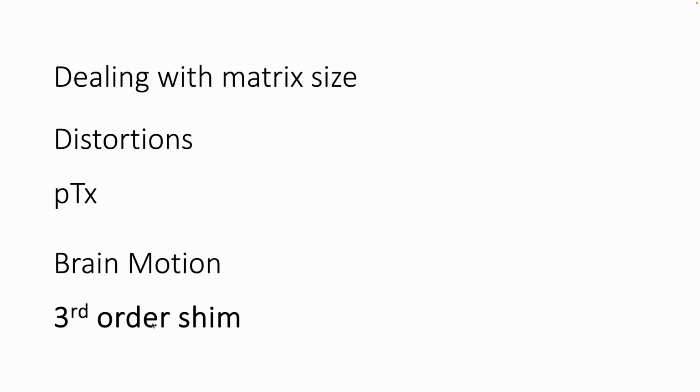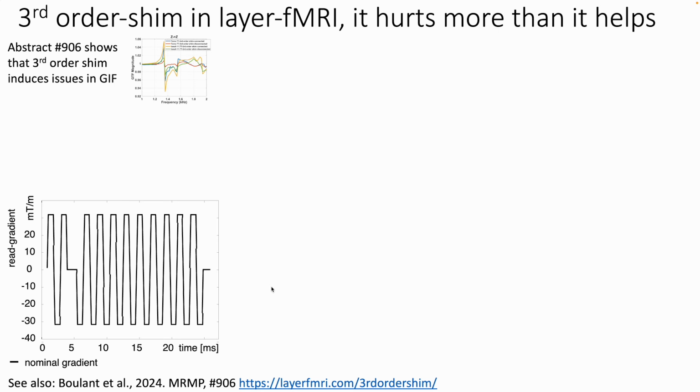Next, let's look at the third order Shim. The field has learned from Nicolas Boulant recently that the third order Shim can induce issues in the gradient waveforms. The gradient impulse response functions are worse with the third order Shim. So we were wondering if this also can have an effect on EPI and the artifacts that we are seeing in the low brain areas.